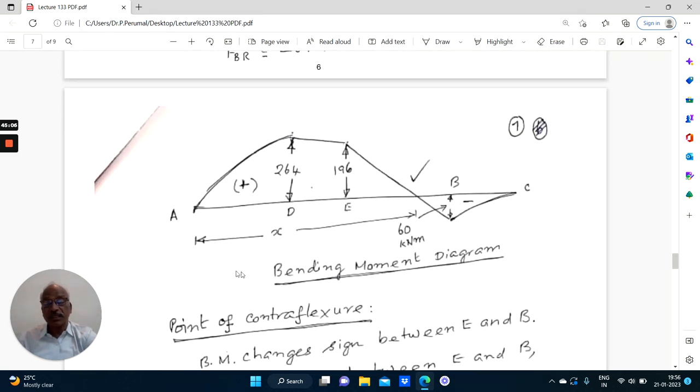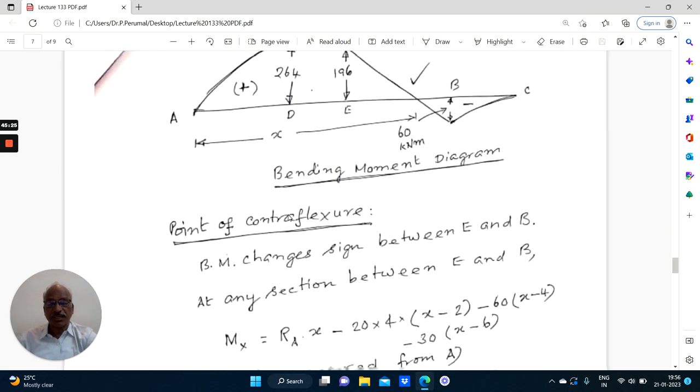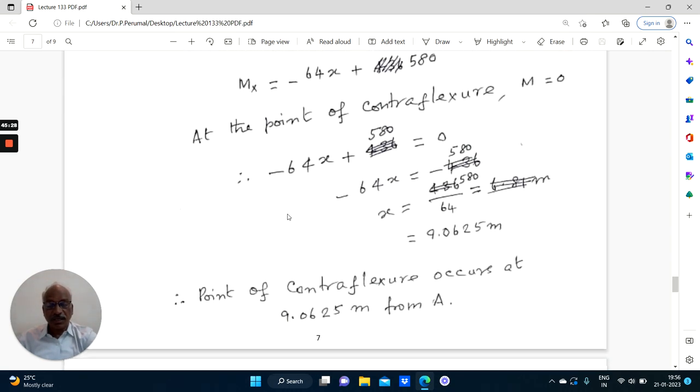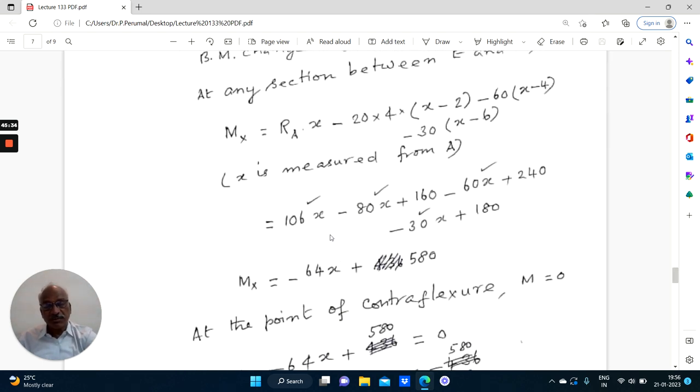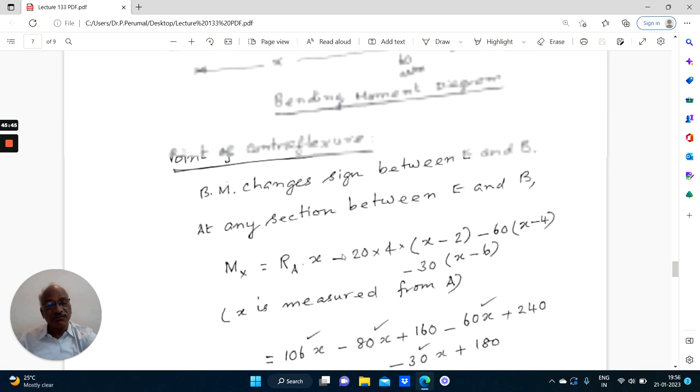That is, the value of X equal to 9.0625, that is 4 meters plus 2 meters, 6 meters plus 2, 8 meters, and 9.0625 is the distance of the point of contraflexure. This is the standard procedure. There is one more way of doing the calculation. As I told you, these calculations will be repeatedly required on various occasions.